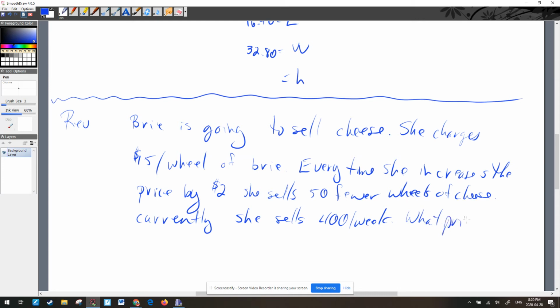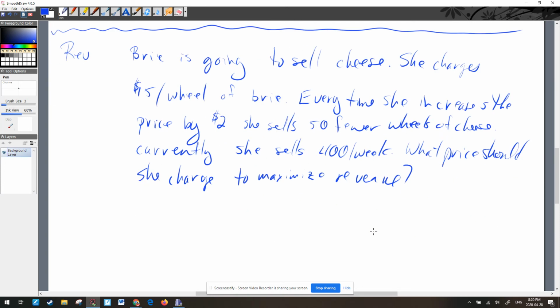What price should she charge to maximize revenue? And then the second part of this question, she pays $5 per wheel. What price to maximize profit? Okay, so those are the two classic questions that we would ask for revenue and for profit.